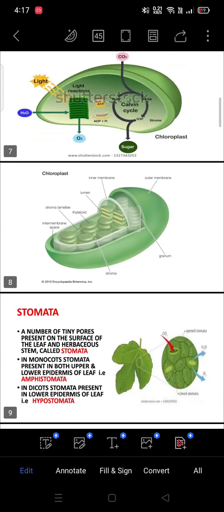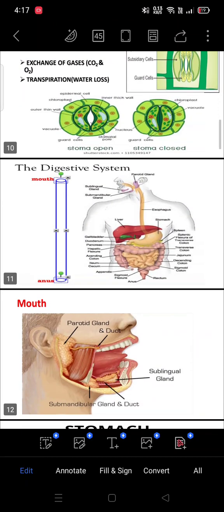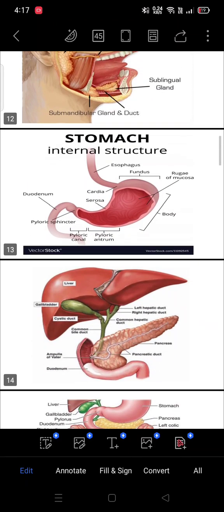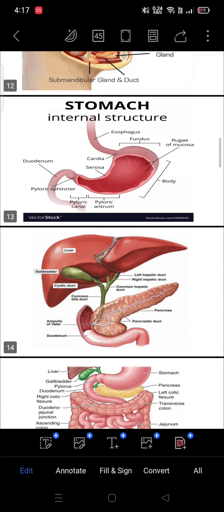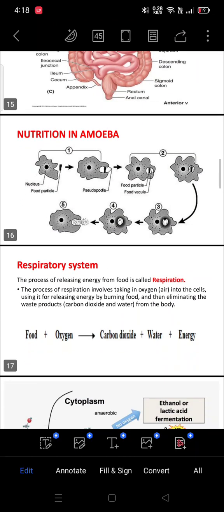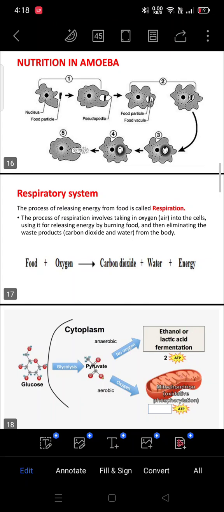Photosynthesis in plants. Stomata, what is stomata? Function of stomata. Digestive system. Mouth, what is the structure and what glands are there in the mouth. Then stomach, internal structure. And then after that you can see the next topic is nutrition in amoeba. Here is the esophagus, and nutrition of amoeba is explained.